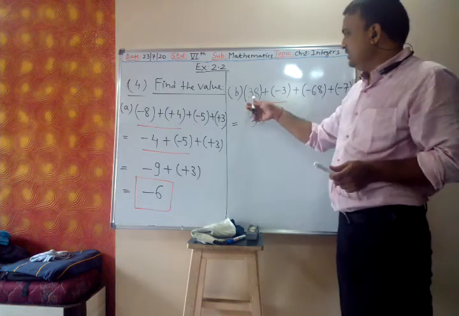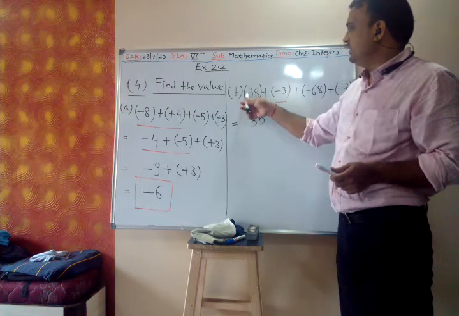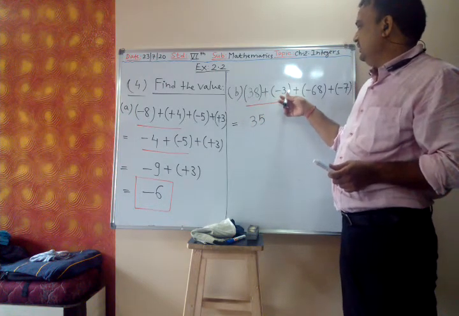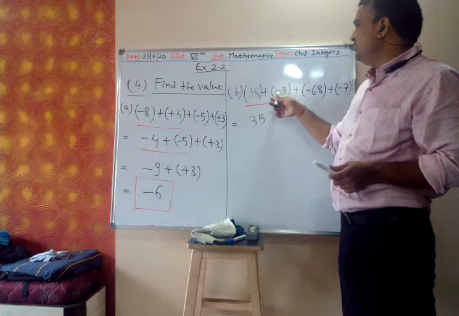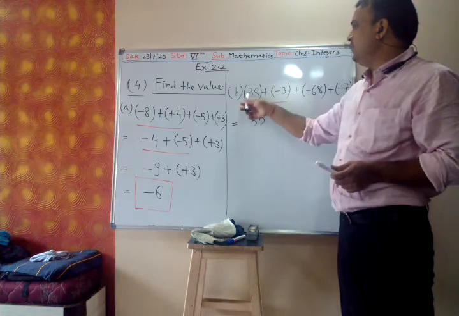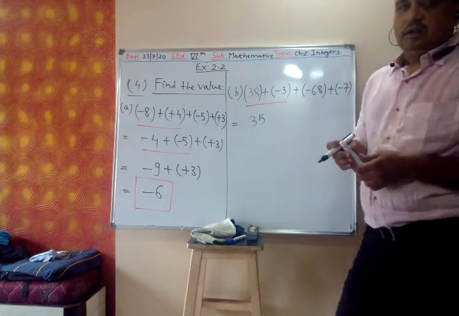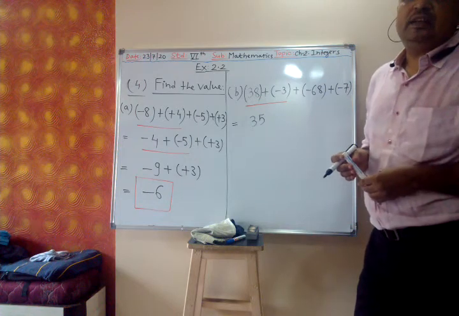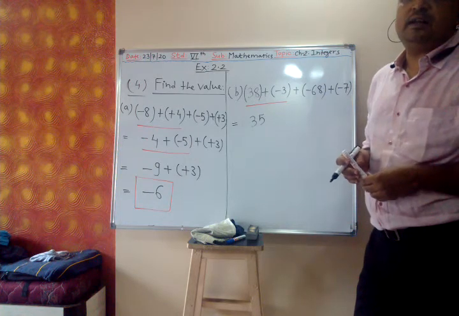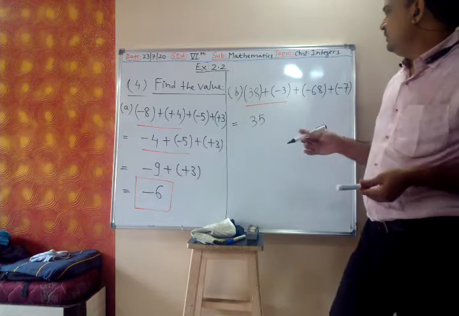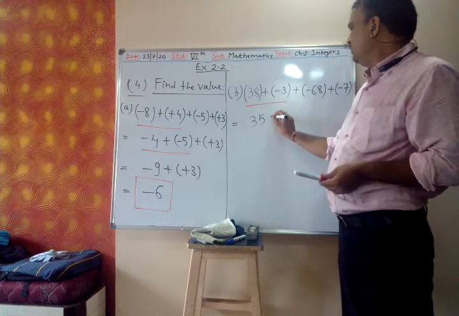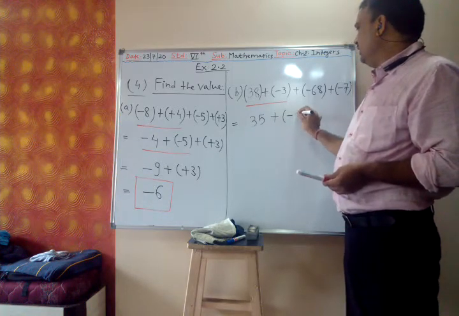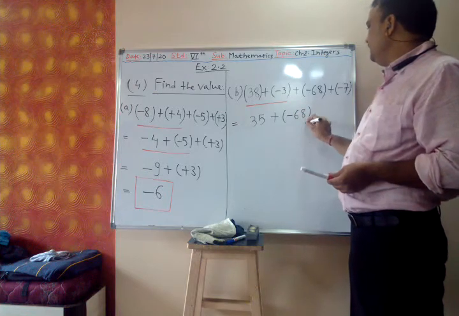Because 38 is having plus sign and 3 is having minus sign. So plus and minus means opposite sign. You have to subtract smaller number from bigger number and take the sign of bigger number. Directly 35. Minus 68.